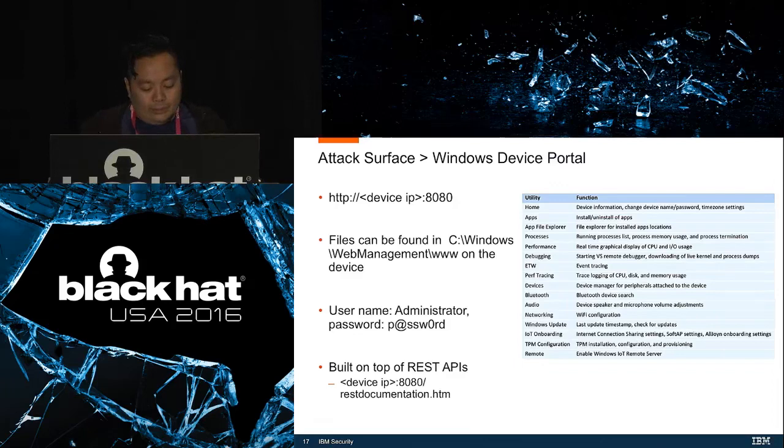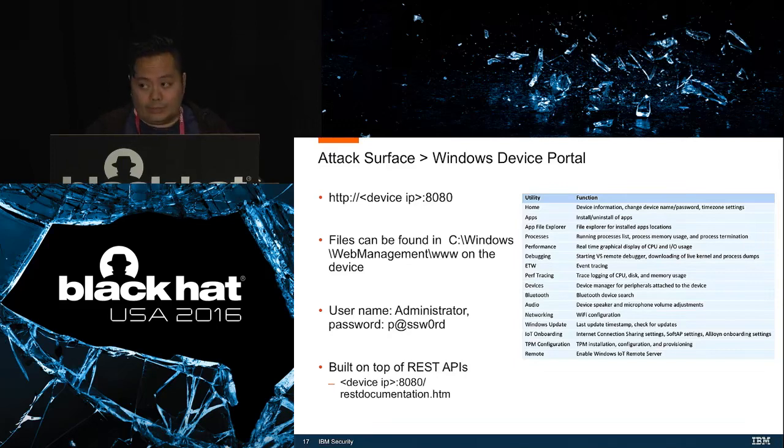So while the Windows Device Portal is useful for device management, it can be a security liability if not configured properly. Why? Because in Windows 10 IoT Core, the default administrator password is hard-coded on the device. The username is Administrator, and the password is p@ssw0rd. So if you didn't bother to change the default password, your device is susceptible to unauthorized access.